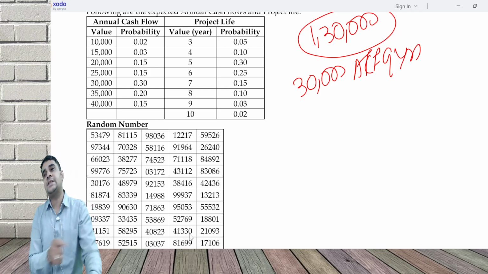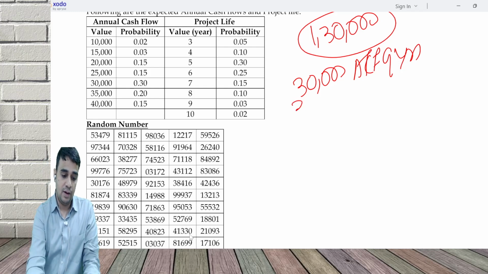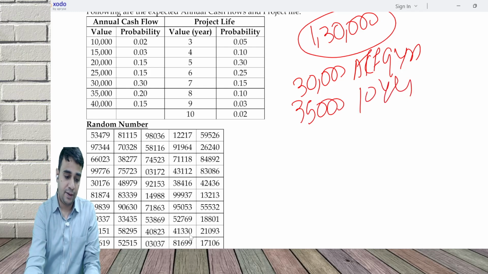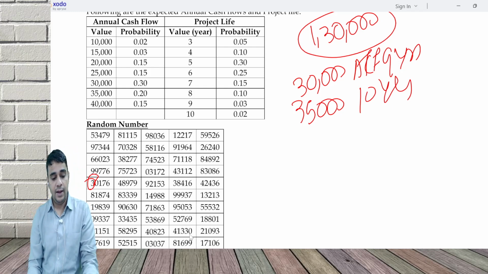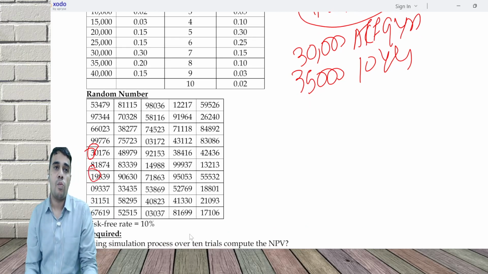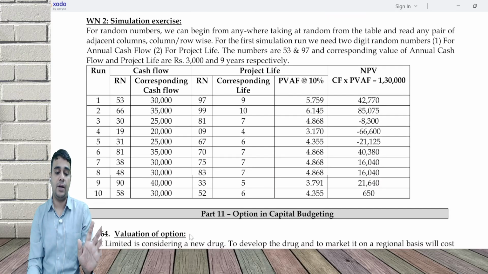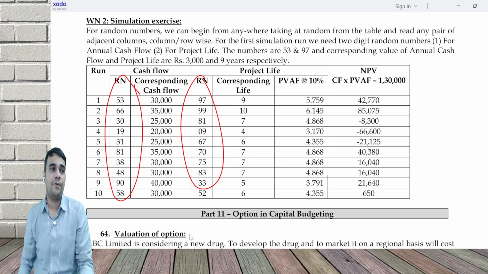Second experiment, 66 is the random number. What is the cash flow? 66. 99 is the random number for life. Third experiment, 30, 81, 19, 09. So like this you can keep going on. You can keep running any number of experiments you want.